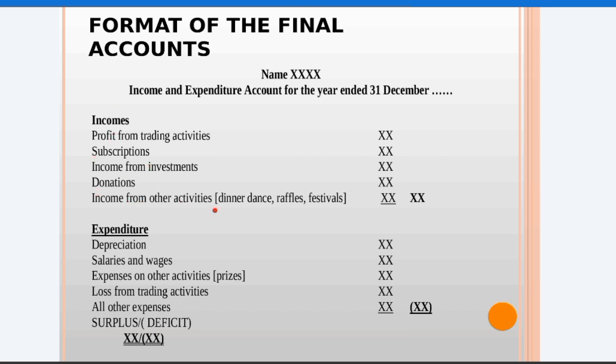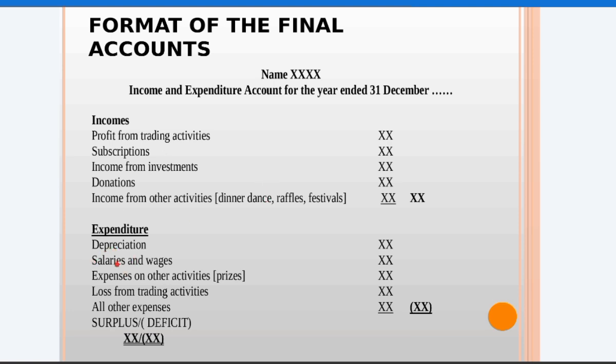And for example, we could have a festival, and during the festival, the entity may receive some entrance fees, some dinner dances, and etc. So all those are incomes for the non-profit making organization.